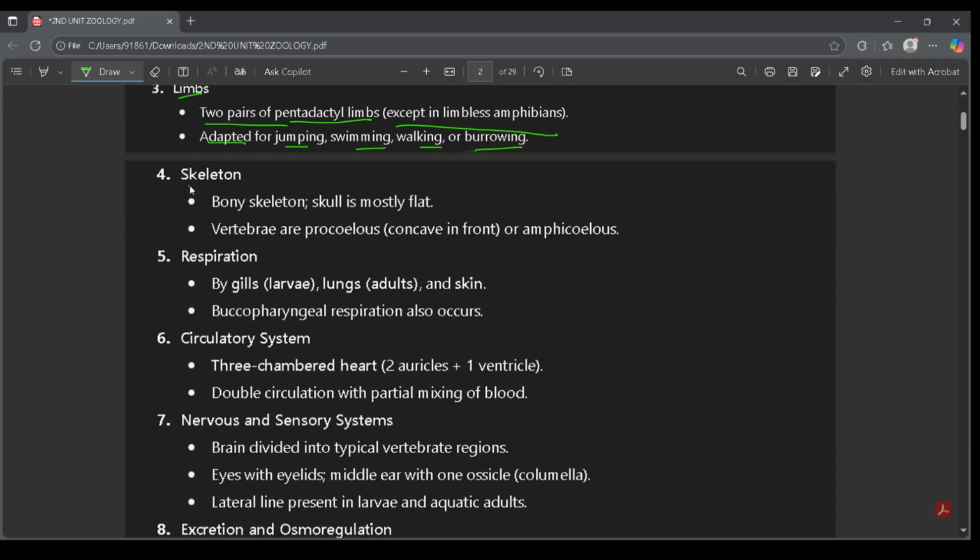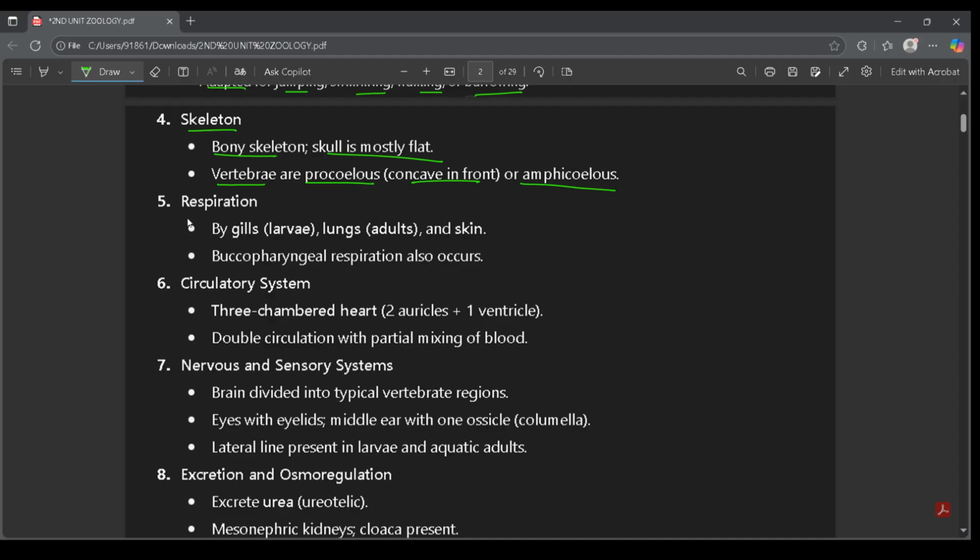Number four being skeleton. They have a bony skeleton, skull is mostly flat. Vertebrae are procoelous, concave in front, or amphicoelous. Sorry for the pronunciation errors again. Then number five, we have respiration by gills. Larvae perform respiration through their gills, and adults perform through lungs and skin. Buccopharyngeal respiration also occurs.